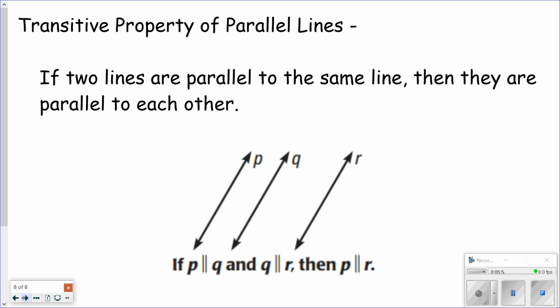Transitive property of parallel lines, this is the last thing we're going to talk about. If two lines are parallel to the same line, then they are parallel to each other. So in our example here, if we know that P and Q are parallel, and we also know that Q and R are parallel, we then know that P and R are also parallel to each other.